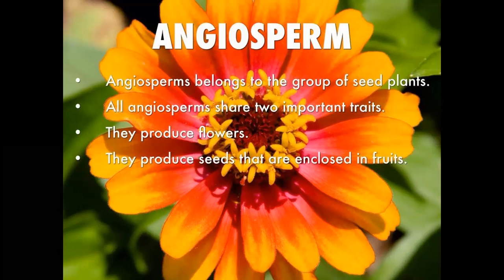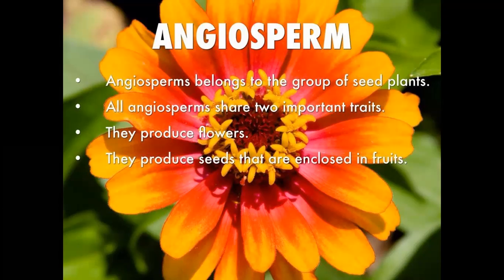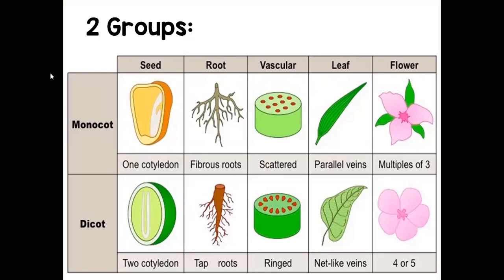Angiosperms or flowering plants are divided into two groups based on the number of their seed leaves. And we have this, the monocots and the dicots. So the angiosperms have two groups, the monocot and the dicot. I want you to observe the picture. What is the difference between the monocot and the dicot? Based on the seed, root, the vascular tissue, the leaf, and the flower. Okay, go.